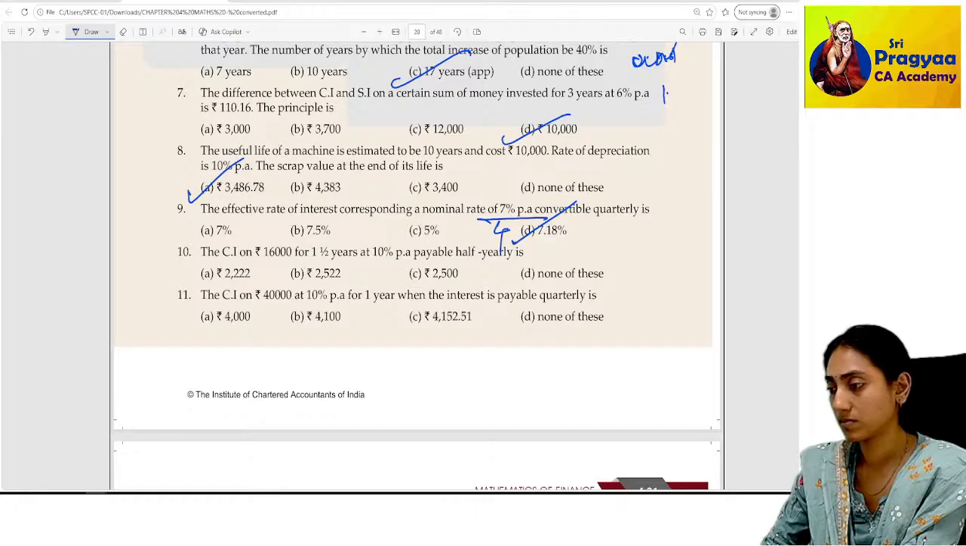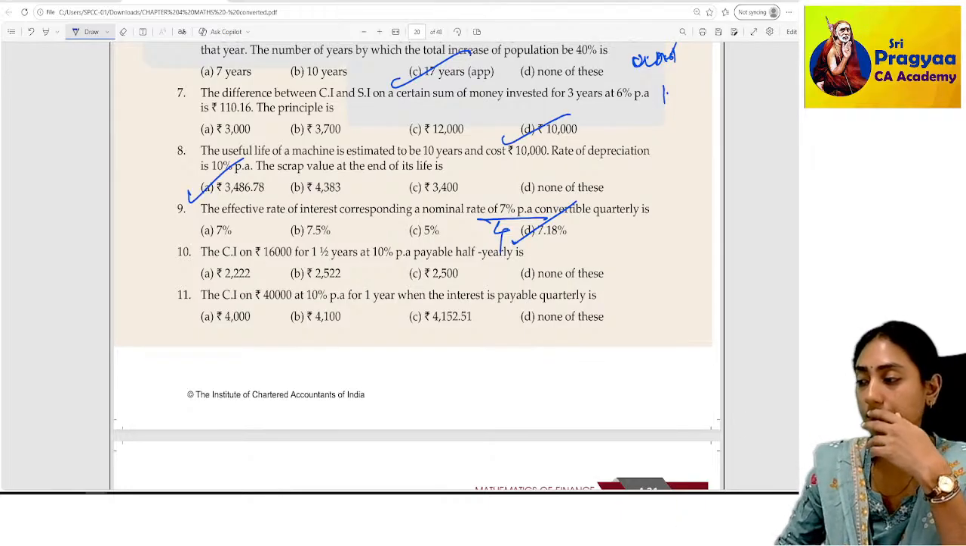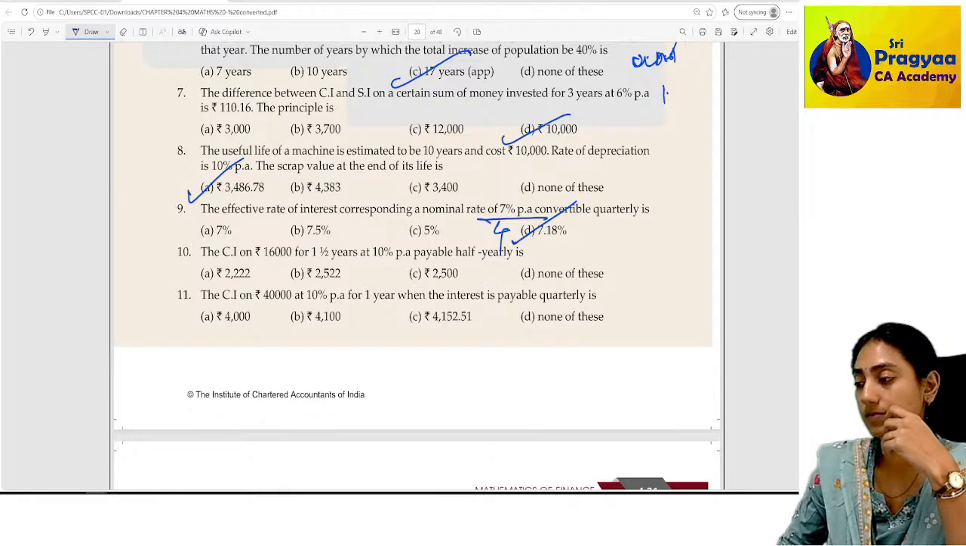Two thousand five twenty two. What about the 10th one? The 10th one is 2522, B. 2522, B.